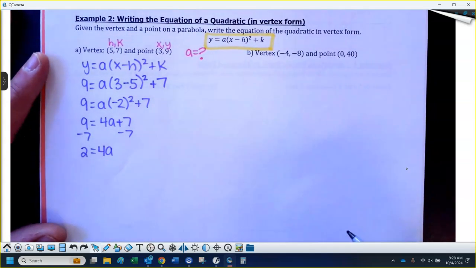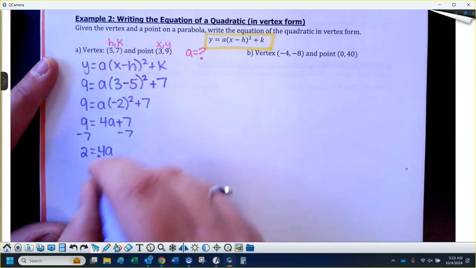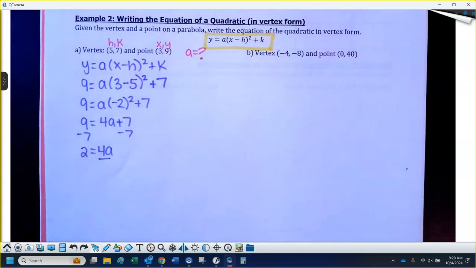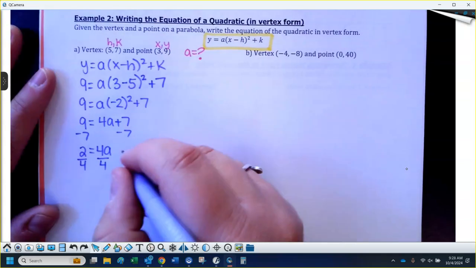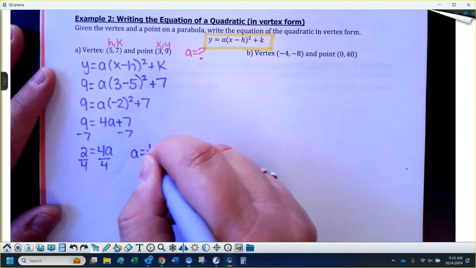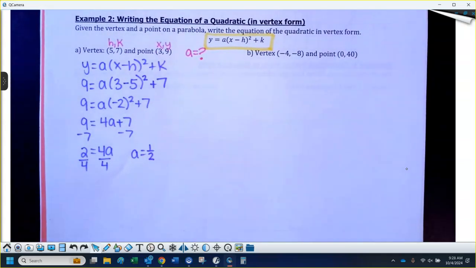What is your a value going to be here? What do you think? 0.5. Yeah, be careful. Sometimes people just see the 4 and the 2 and they think, oh, 2. But actually to get the a by itself here, you would divide by the 4. So just be careful with that. So a should be 0.5 or 1/2, either way.